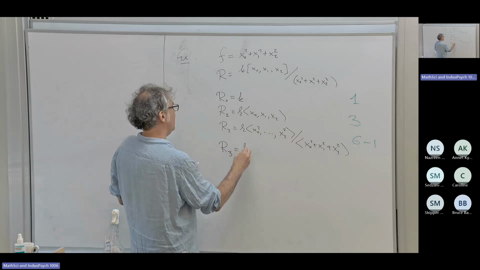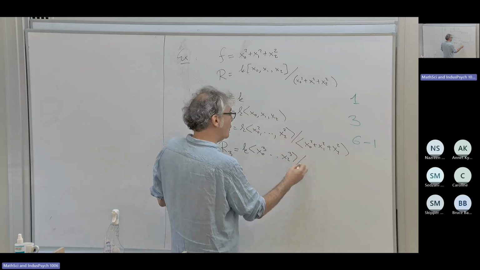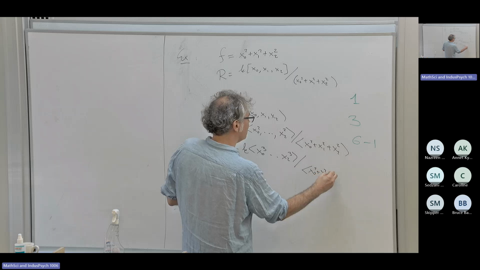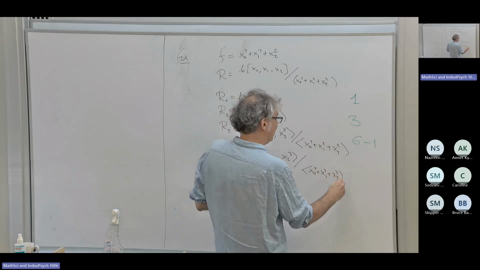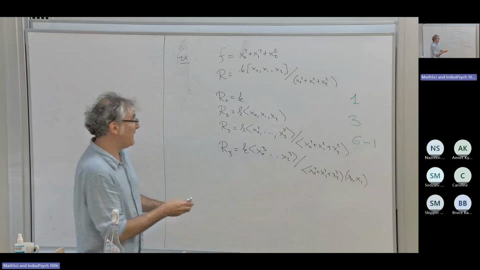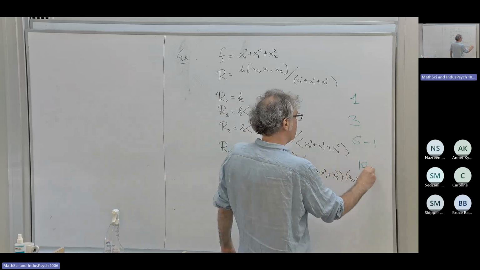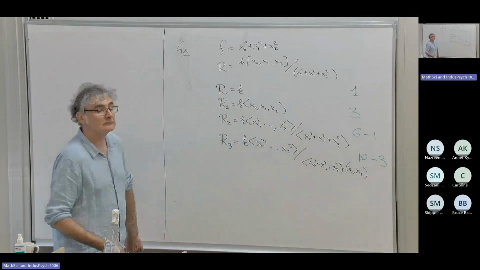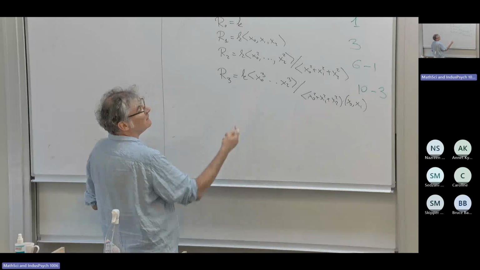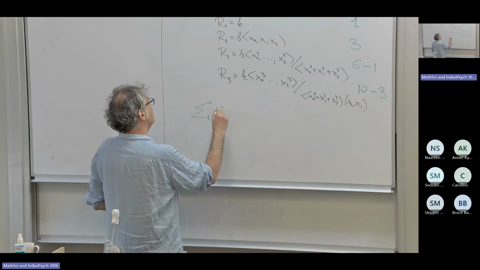R_3 is k-span of the cubics, modulo, again, whatever can be generated by x0 squared plus x1 squared plus x2 squared, times x0, x1 and x2, because they are both there. So the dimension here is whatever the dimension would have been there, 10 minus 3. And so if I make a series, then I'm going to have some e to the d.